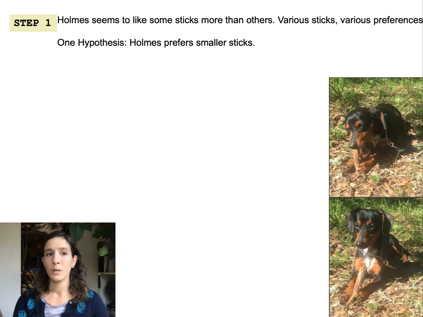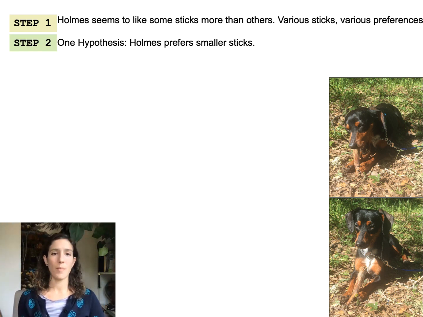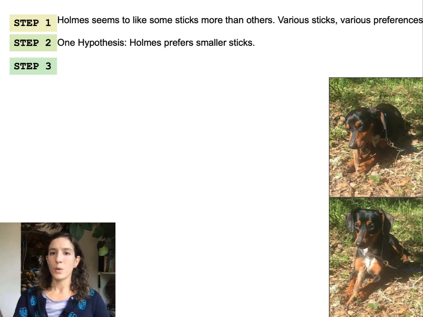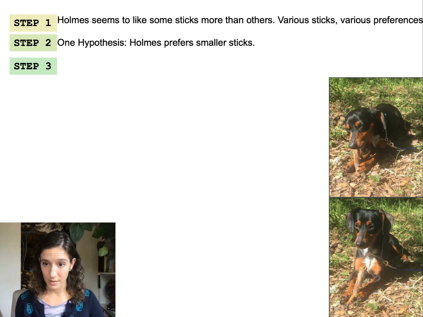Okay. Well, I've actually just started doing science here. I made an observation, I had a question, I listed variables, and then step 2 was I made a hypothesis. And I was wondering, is Holmes's preference dependent on the attributes of a stick? And so the next step here would be to go ahead and start designing a way to test this hypothesis. So can I just look at him in my yard and see if he chews on small sticks? Will that potentially test my hypothesis?